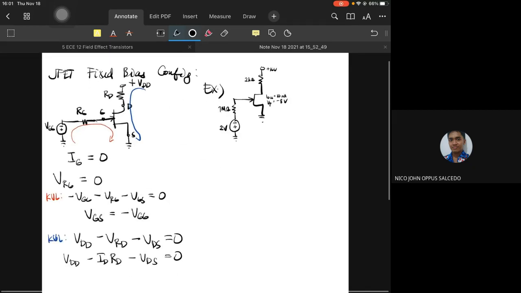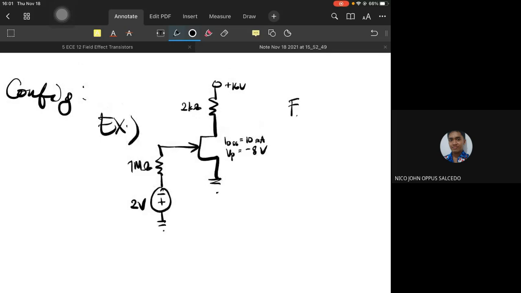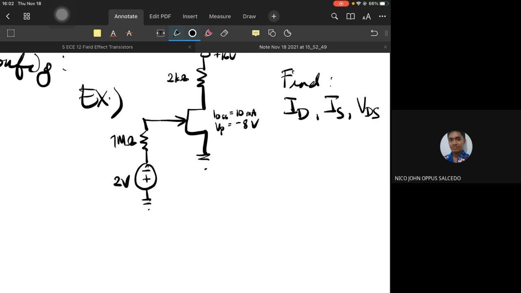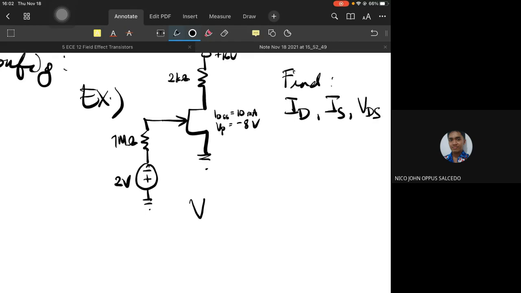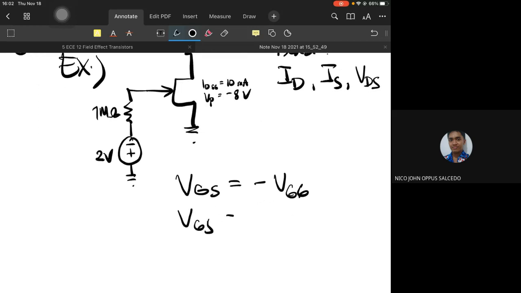Based on this formula, VGS is equal to negative VGG. I need to find ID, IS, and VDS. No need to find IG because IG is 0. For the fixed bias, VGS is equal to negative VGG, so VGS is equal to negative 2 volts.